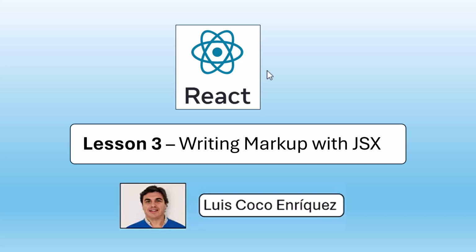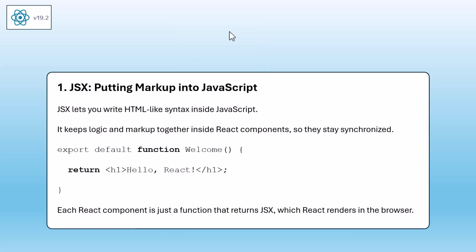Lesson 3. Writing Markup with JSX. JSX is a syntax extension for JavaScript that lets you write HTML-like markup inside a JavaScript file. Although there are other ways to write components, most React developers prefer the conciseness of JSX, and most codebases use it. 1. JSX, putting markup into JavaScript.